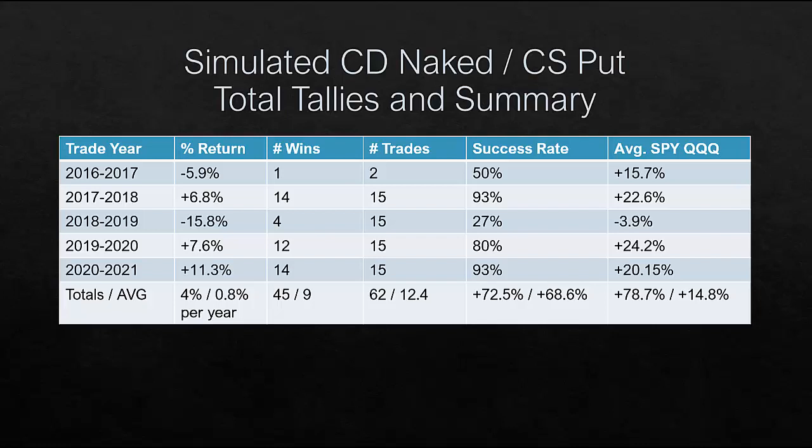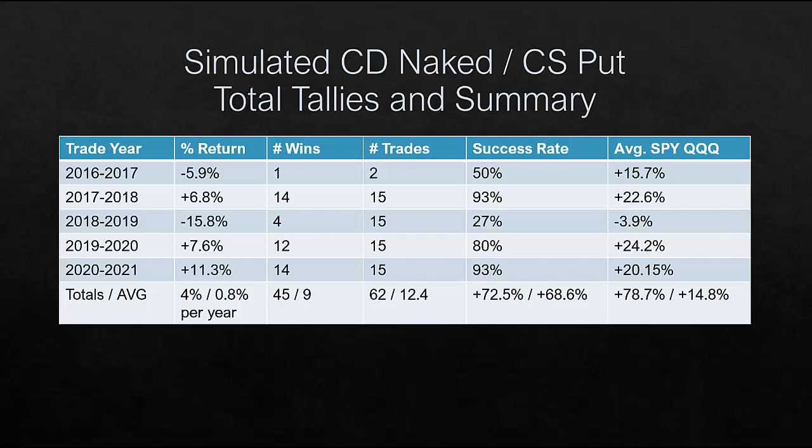Second year, 6.8% average yield, 93% success rate, 14 out of 15 trades. Remember, for the simulated CD covered calls, we saw a 100% success rate in this case. Meanwhile, the markets were up an average of 22.6%. The year we don't want to recall, 2018 to 2019. Average return of minus 15.8%, only a 27% success rate, with markets down about an average of 4%.